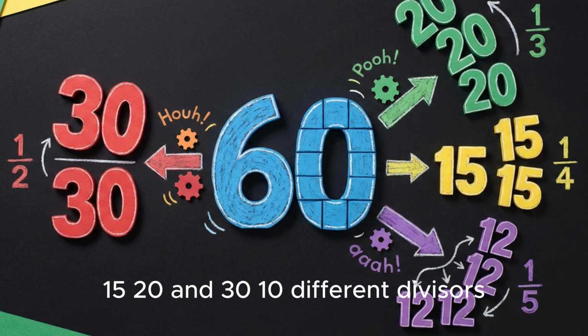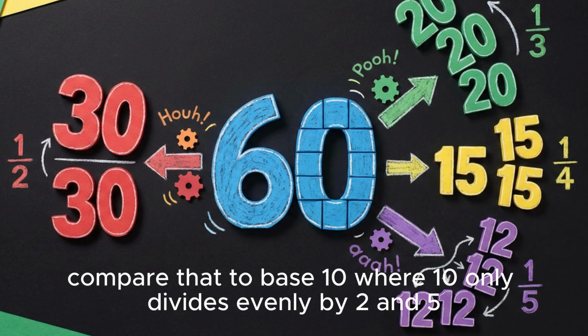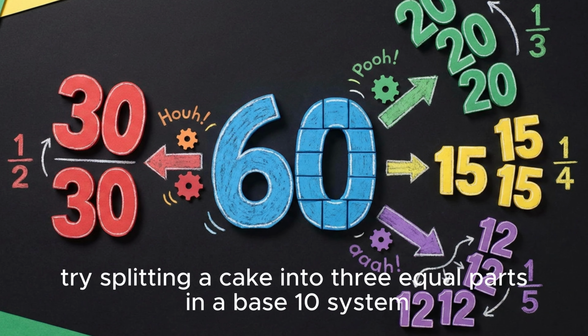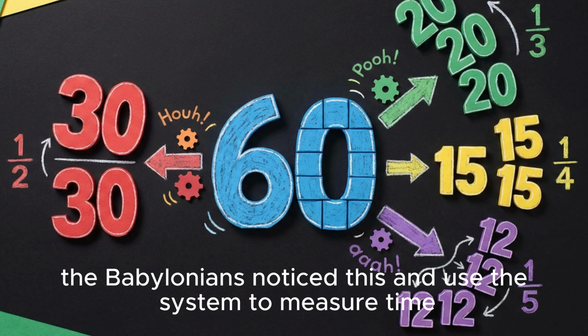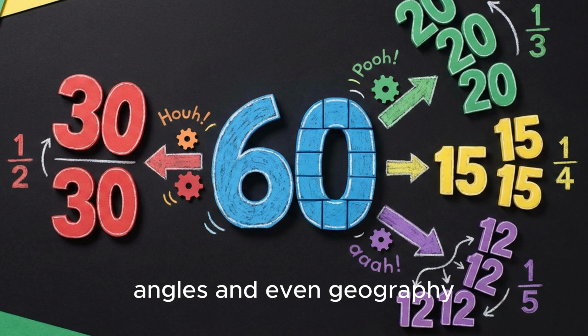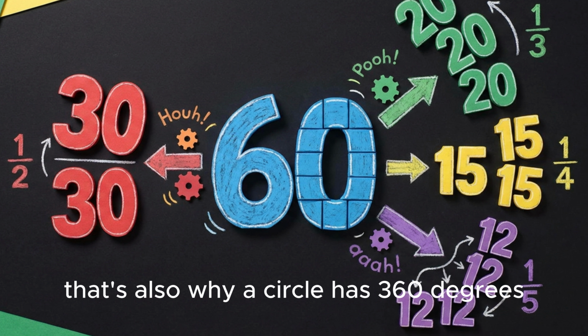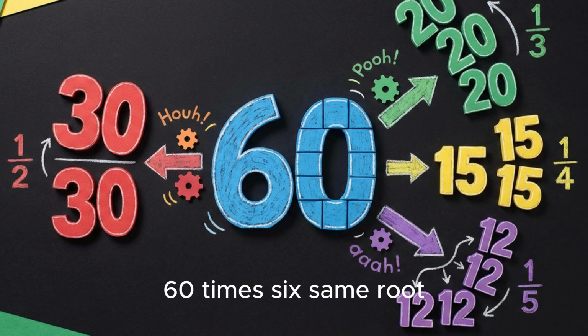10 different divisors. Compare that to base 10, where 10 only divides evenly by 2 and 5. Try splitting a cake into 3 equal parts in a base 10 system and you're stuck with fractions. In base 60, it comes out as a whole number. The Babylonians noticed this and used the system to measure time, angles, and even geography. That's also why a circle has 360 degrees, 60 times 6, same root.